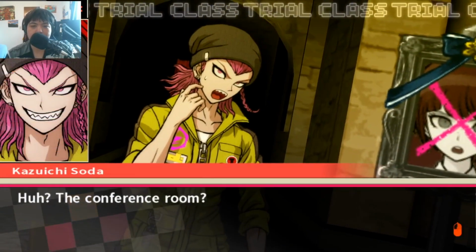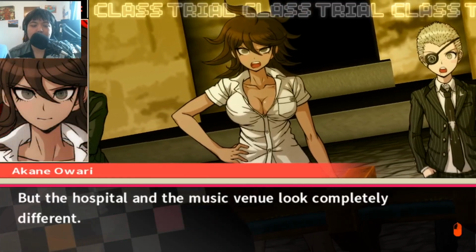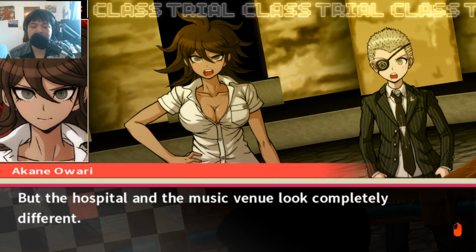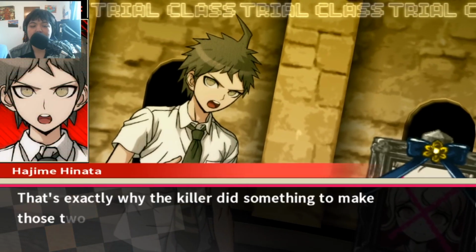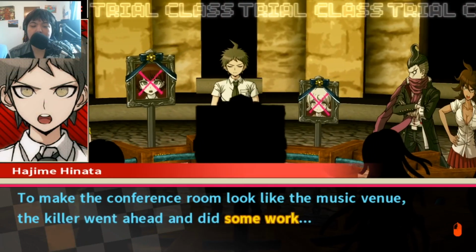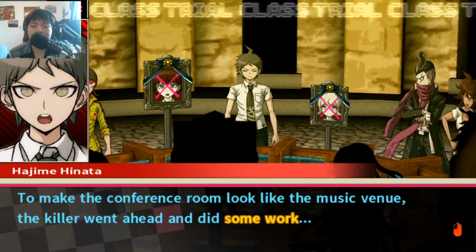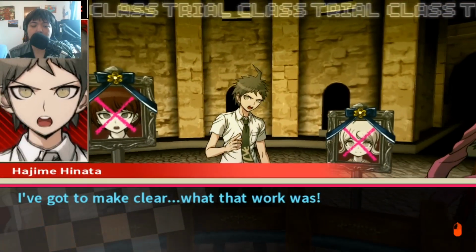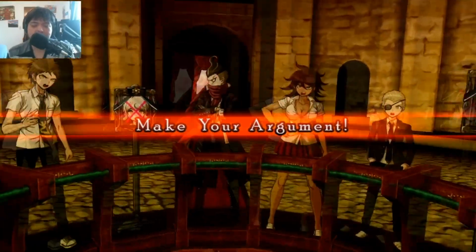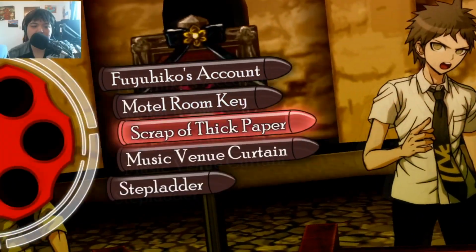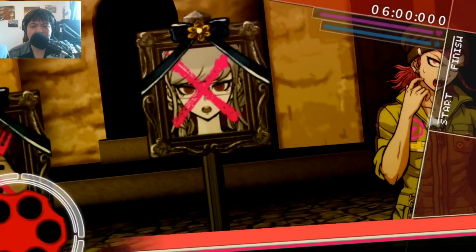Huh? Conference room? But the hospital and the music venue look completely different. That's exactly why the killer did something to make those two places resemble each other. To make the conference room look like the music venue, the killer did some work. I've got to make clear what that work was. I think it's gotta be involved with the curtain, is it? The music venue curtain. Yeah, that might be it then.